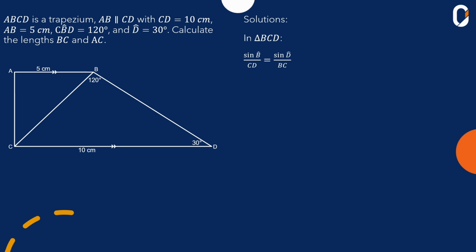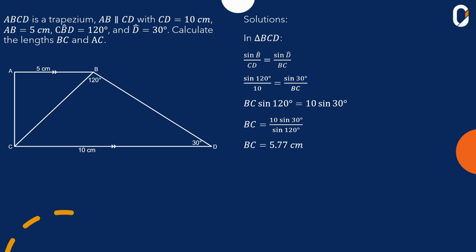Now, substituting in everything I know so far, sine of 120 degrees divided by 10 is equal to sine of 30 degrees divided by BC, and cross multiplying, I will have BC sine of 120 degrees is equal to 10 sine of 30 degrees. Making BC the subject of the formula by dividing both sides by sine of 120 degrees, I will have BC is equal to 10 sine of 30 divided by sine of 120 degrees, and hence BC is equal to 5.77 centimeters, and I have found the length of BC.